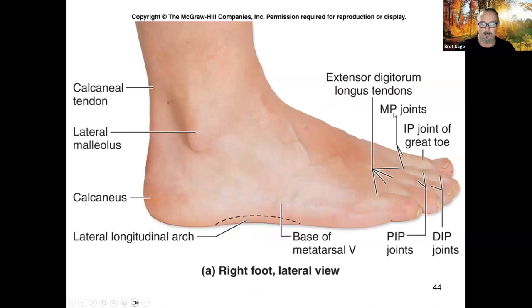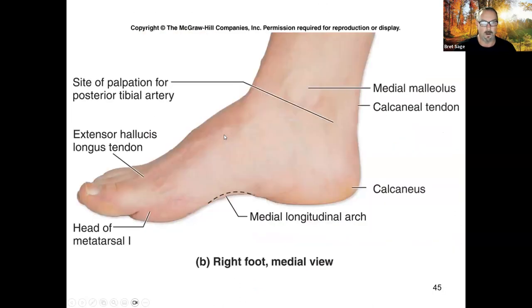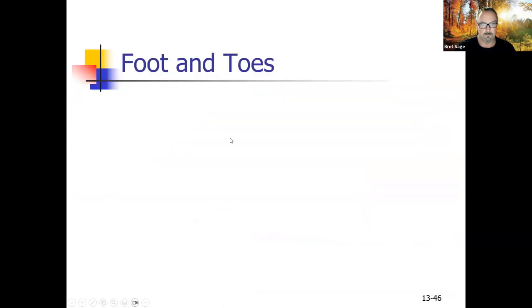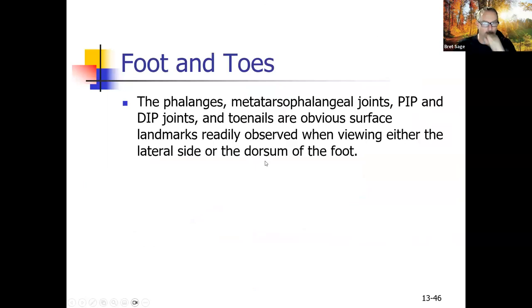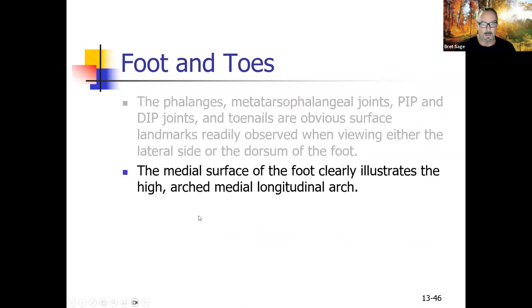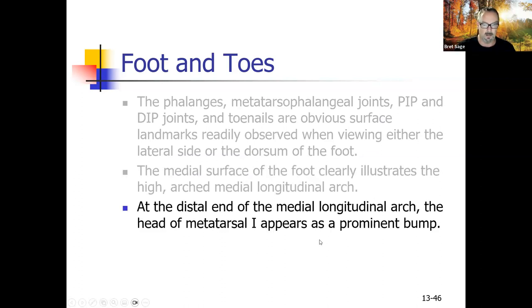These are medial metacarpophalangeal joints. Excuse me, metacarpophalangeal. Interphalangeal joints, proximal interphalangeal joints, distal interphalangeal joints, for those of you who are curious. More key structures. Foot and toes. Phalanges, that is your toes and fingers, they have the same names. Longitudinal arches are the ones that go from front to back. Distal end of the medial longitudinal arch, the head of metatarsal one. Bump.